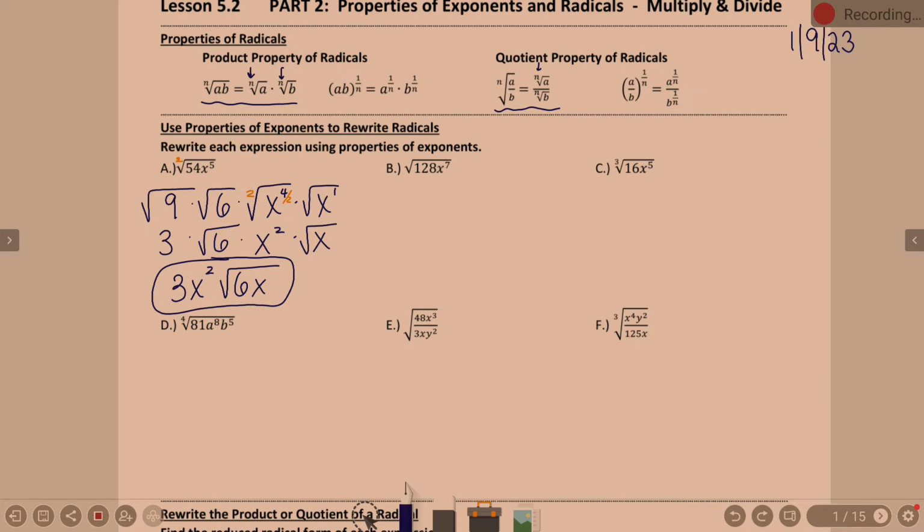Then the next number after 121, if I go down here, 100. Does 128 divide by 100? Not evenly. Then we're going to try 81. Does 128 divide by 81? Not evenly. Then I'm going to try 64. Does 128 divide by 64? 2. It does, okay? And that's a way I can use to find the largest perfect square.